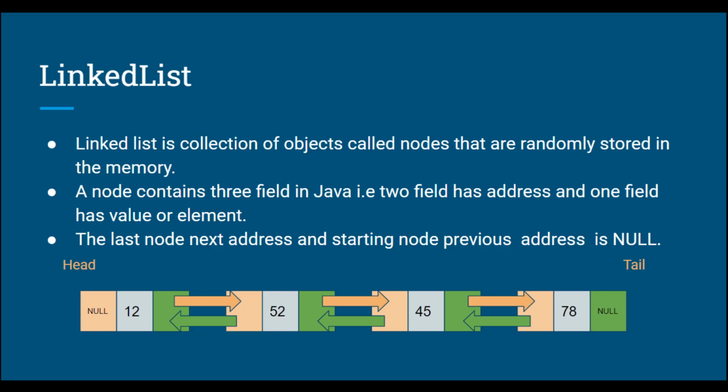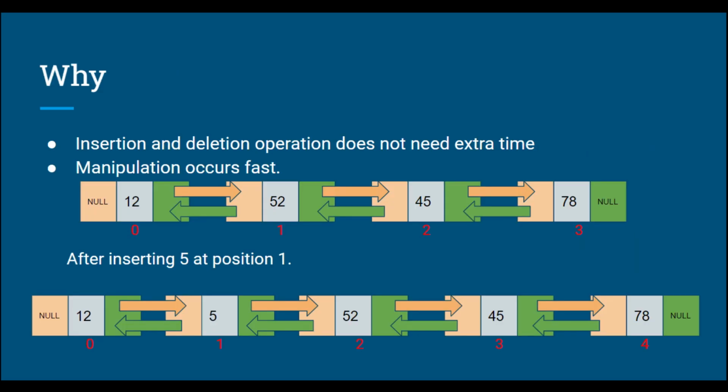And why do we need the linked list? We have to insert the element, delete or manipulate the element. That is why we use linked list, because the manipulation occurs very fast, so we don't have to use extra space or extra time to manipulate the object. That is the main thing. That is why we use linked list mainly. Other than that, we don't have many other advantages of linked list.